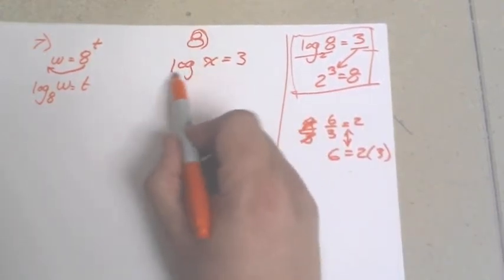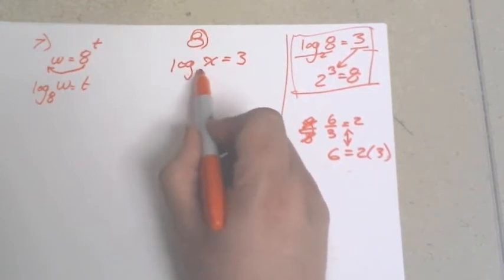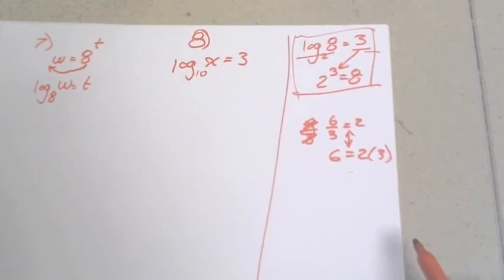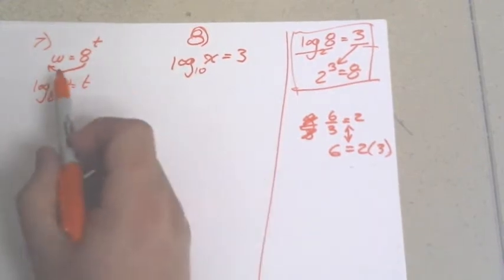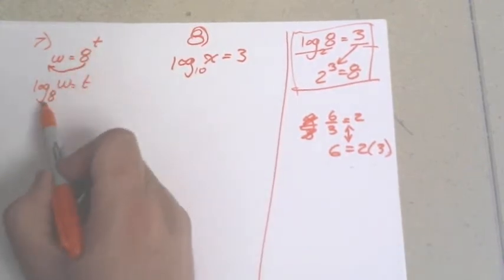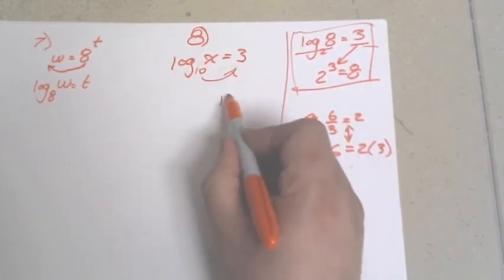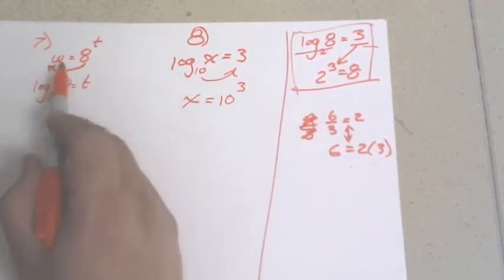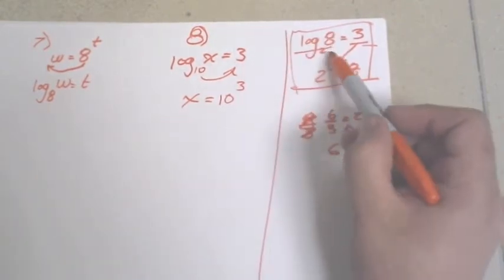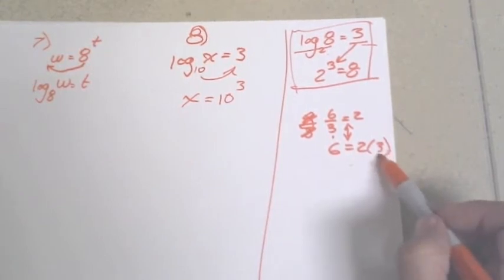Here, this is a common log. Call it a common log because we don't see a base. Whenever we don't see a base, that base is always assumed to be 10. It's called the common log because it is the base of our common counting system. We have a base 10 counting system. So just like the base of the exponent became the base of the log, this is a log base 10, so it's going to turn into an exponent base 10 problem. Log base 10 becomes exponent base 10. Exponent base 10 becomes log base 10. Log base 2 became exponent base 2. Dividing by 3 became multiplying by 3. Same kind of relationship.